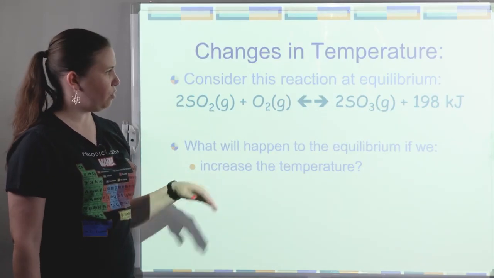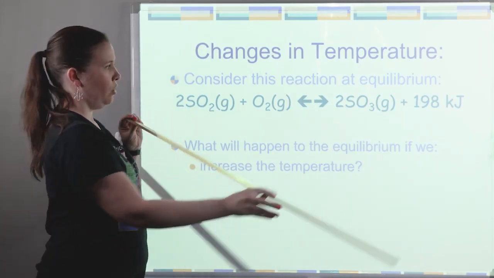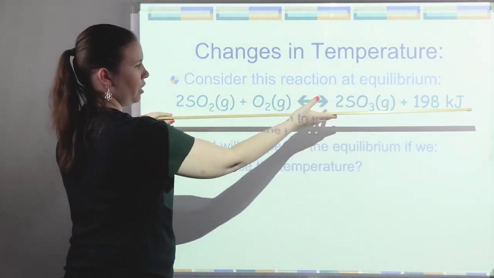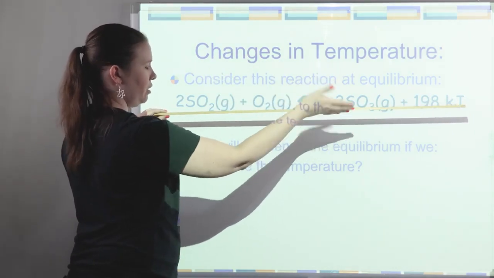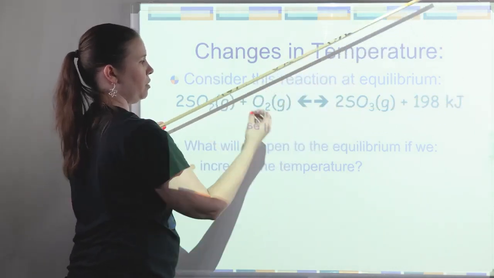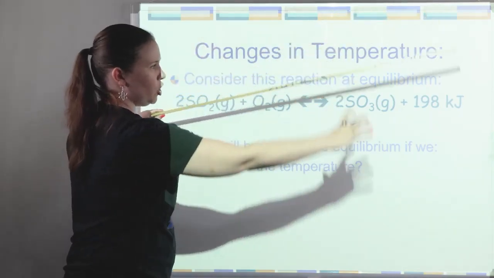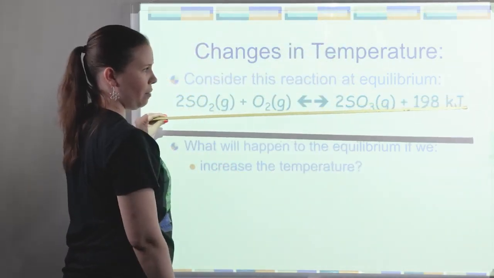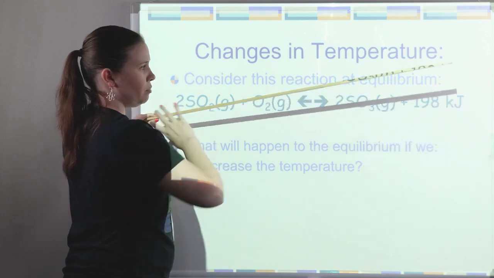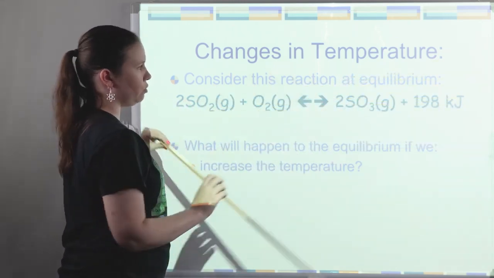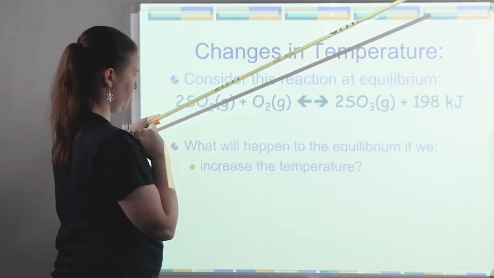So what would happen if we increase the temperature? Well, if I was at equilibrium and my heat was on the product side, an increase in temperature would mimic increasing the concentration of products. So what's going to allow me to use up those products and get that back down to normal? Well, that's going to be my reverse reaction, to use up the products. Easy to go backwards on this stuff, right?